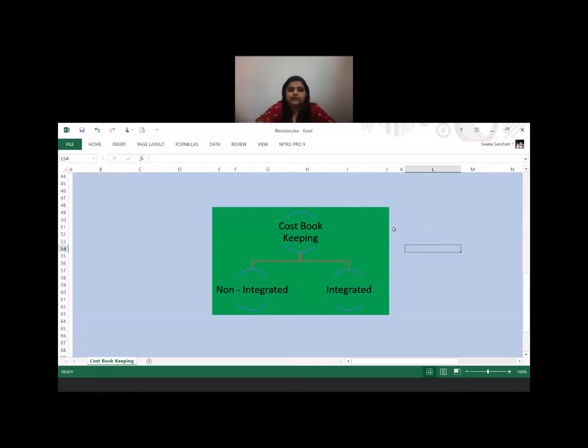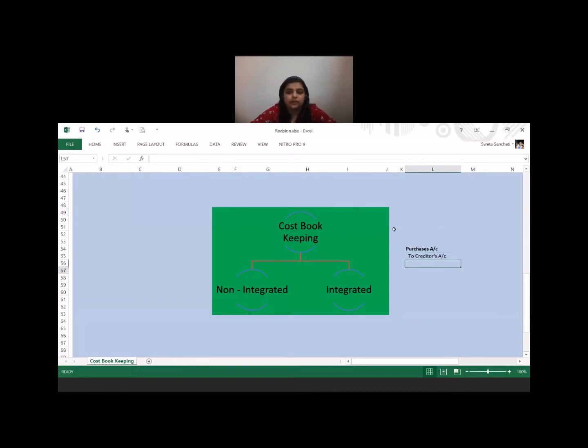But now let us say there is another entry: purchases account debit, credit to creditor's account. Now, creditor is a non cost item, we have nothing to do with it in cost. But purchases, is it related to our cost? Yes, it is related to our cost. So now you will ask me, ma'am, this we are going to record in our cost books, so what about the double entry? Where should we do the double entry?